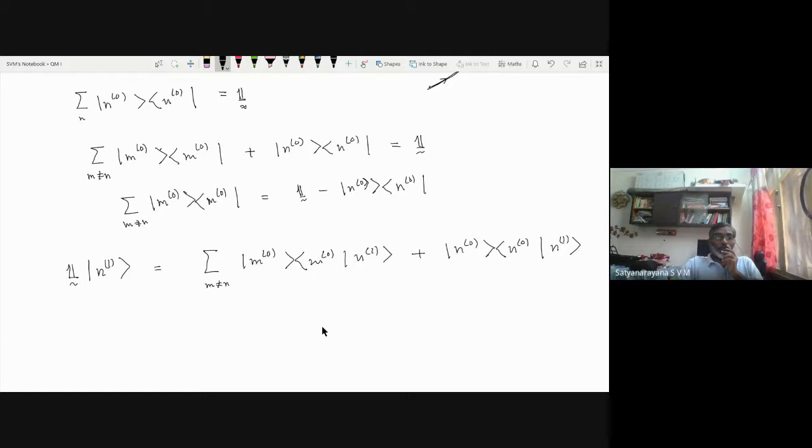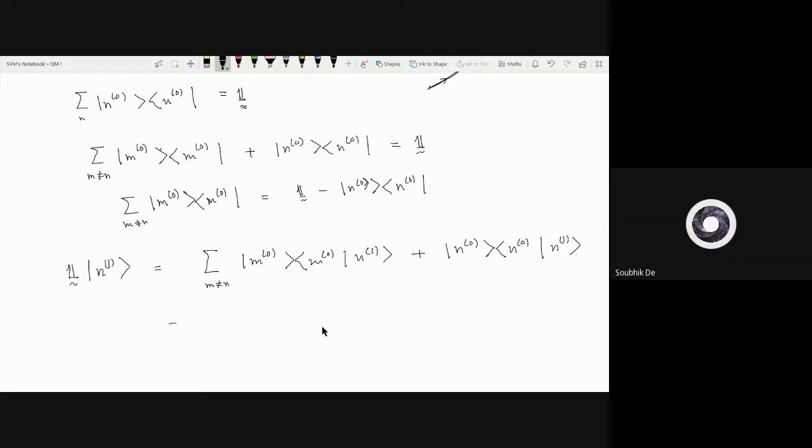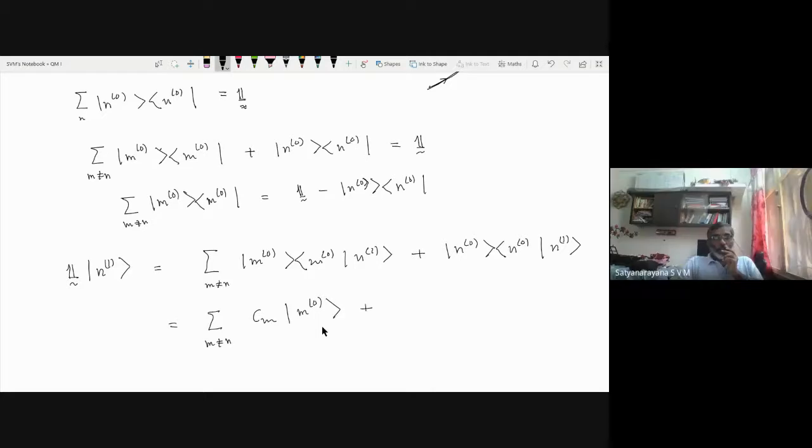Correct? Is that clear? Yes, sir. So this is equal to the sum over m not equal to n, cm into m0. That is what I have written there. Plus, I am making an assumption that I'm interested in choosing n1, the correction, only in the direction that is not along that direction. What does that mean? By my construction, I am making this 0.